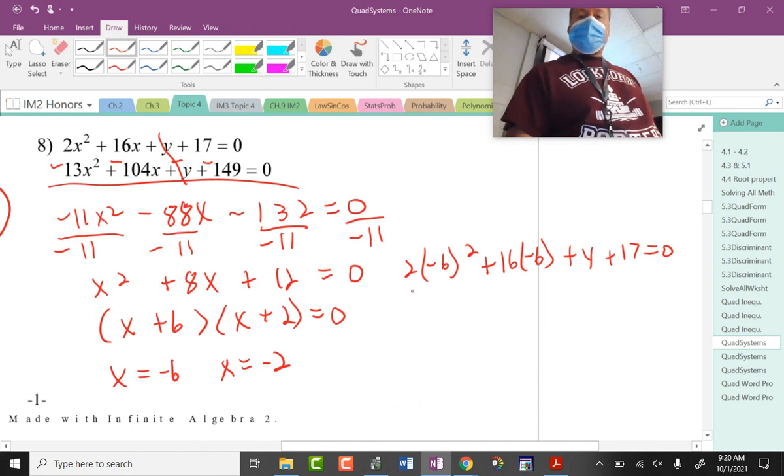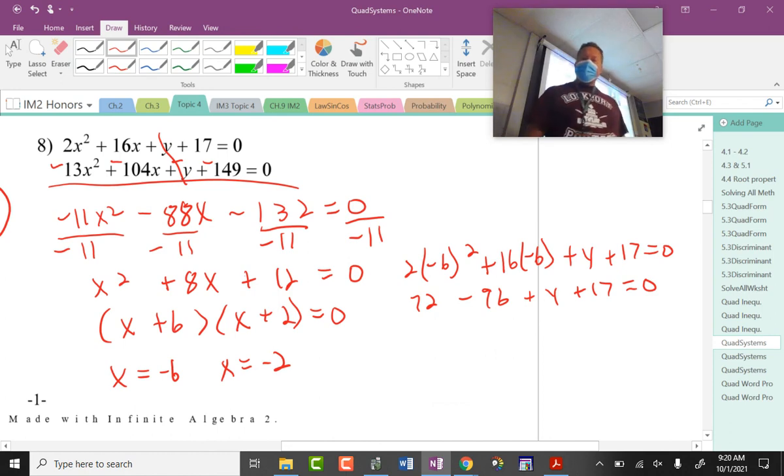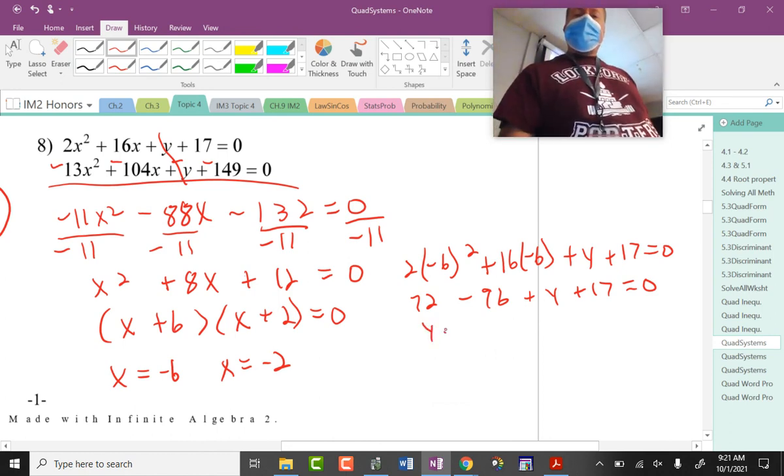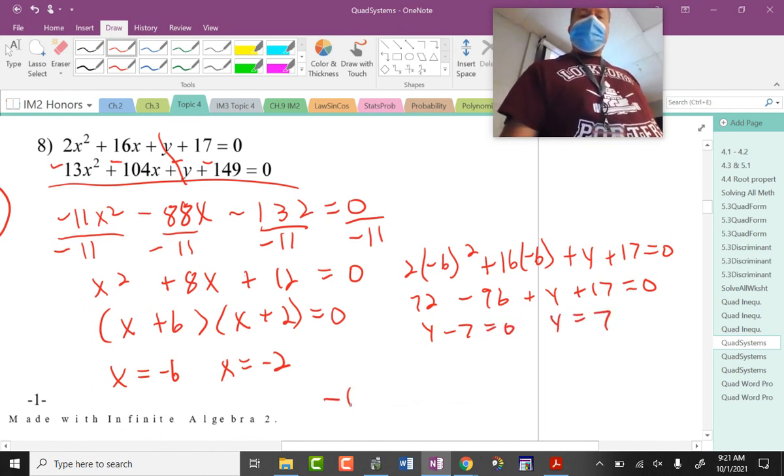All right, this is 36 times 2, which is 72. This is 6 and 36. 60 and 36 is 96, but negative. And then 17 over here. Same kind of solve as the last one. 72, 82, 89. So is that y minus 7 equals 0? And y equals 7? So I plugged in negative 6 and I got 7.